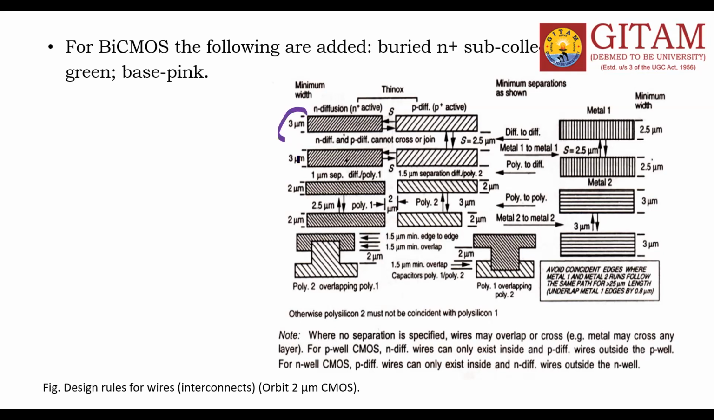Yes, this is, as I already discussed, the micron design rules, whose widths are fixed. There is no scalable parameter in this. So the minimum width of the N diffusion is 3 lambda. N diffusion active is 3 lambda. P diffusion active is 3 lambda. N diffusion and P diffusion cannot cross or join. Okay, so the spacing is 2.5 lambda, and this is the 1 micron separation for diffusion and poly 1.